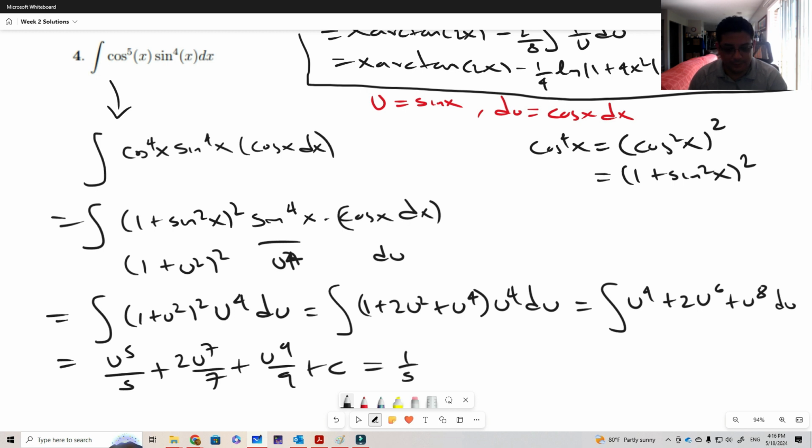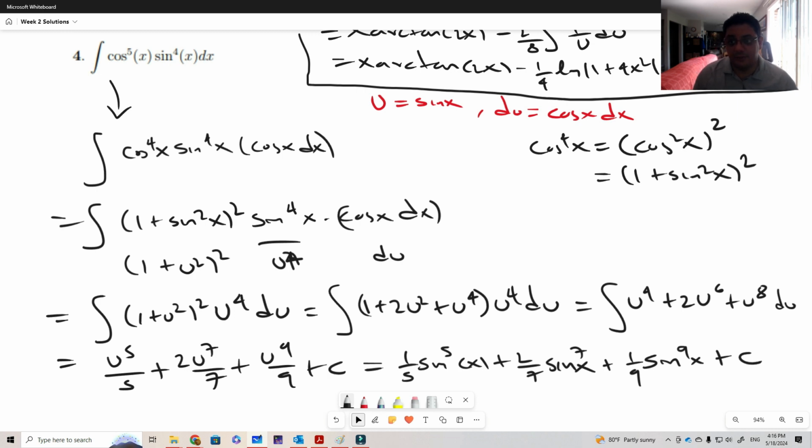So this is 1/5 of sine to the 5 of x plus 2 over 7 sine to the 7 of x plus 1 over 9 sine to the 9 of x plus c. And that's the end of this trigonometric integral.